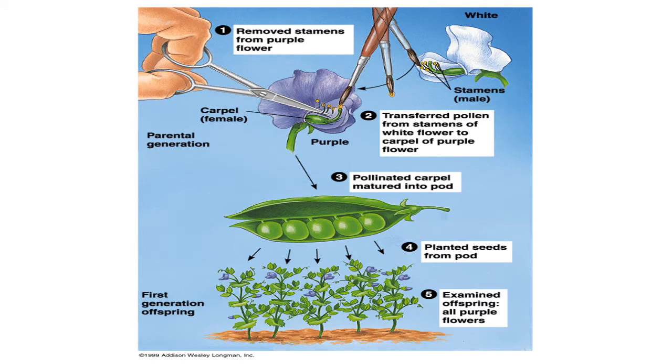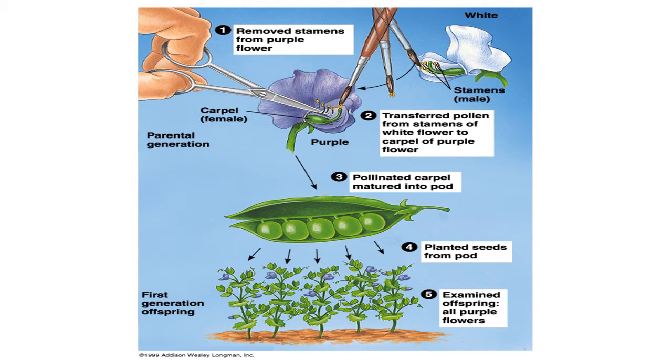Now, how he made sure that he got the crosses that he wanted and did not get crosses that he didn't want was he would remove the stamen, or the male parts of the plants. So he would remove the stamen from the purple flowers, he would remove the stamen from the white flowers, and then he would transfer the pollen from the white flowers to the purple flowers, and vice versa.